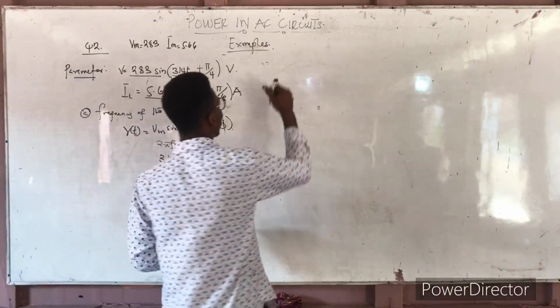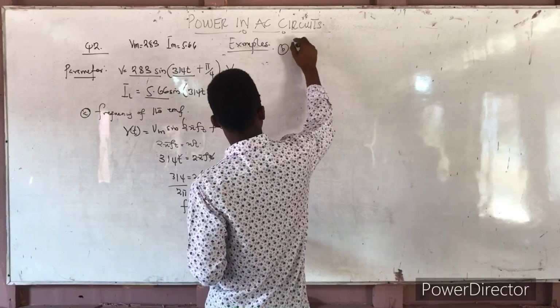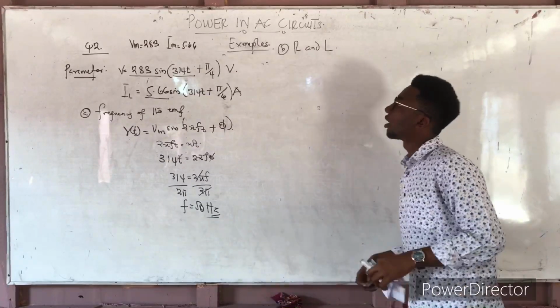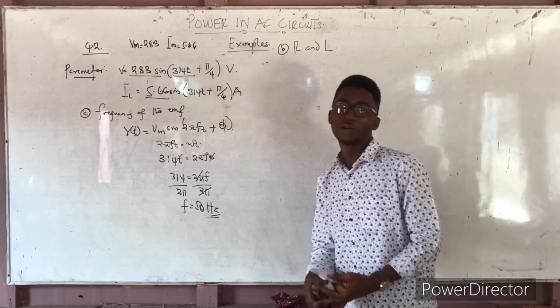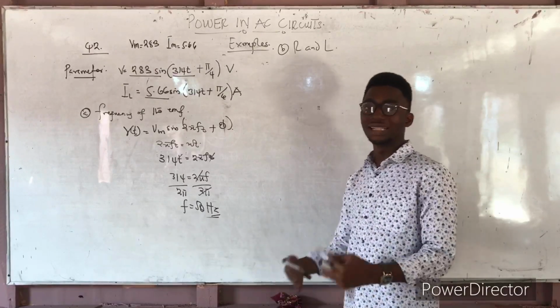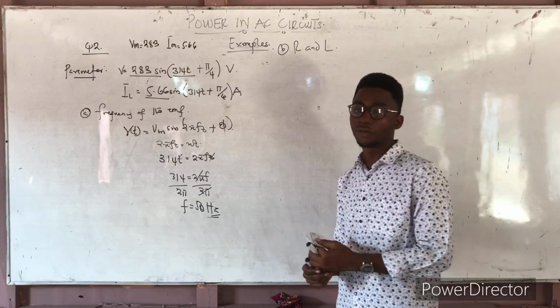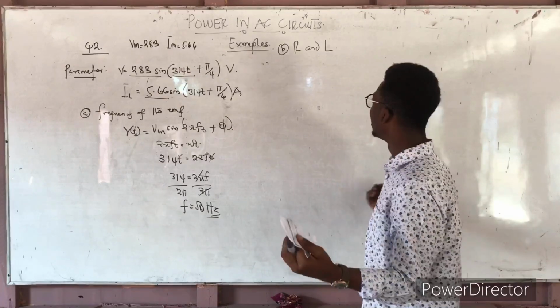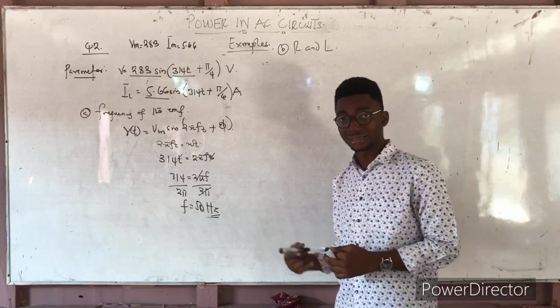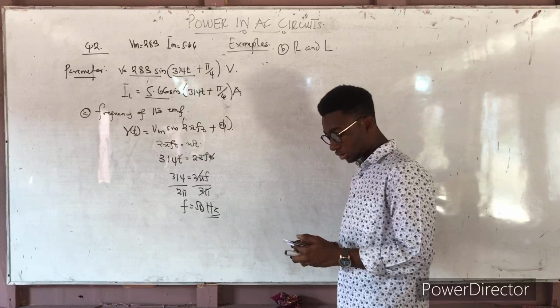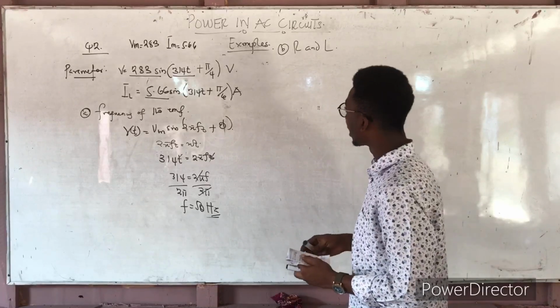Now the second question says that we should calculate for the R and the L. This simply means you should calculate for the reactance and you calculate for the inductance. Take note, the inductance is always measured in Henry. So you should calculate for the reactance, that is, in short, the inductive reactance, and you should calculate for the inductance.